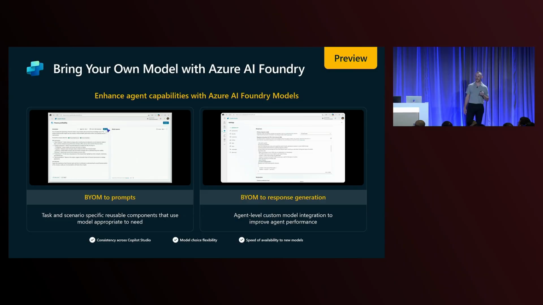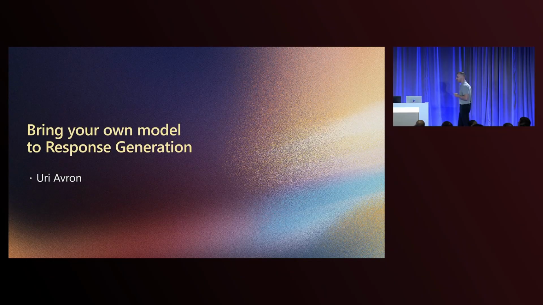So today, we are excited to tell you about two complementing approaches to bring your own model into Copilot Studio, which allow consistency across Copilot Studio, model choice flexibility, and speed of availability to new models. One is bring your own model to prompts, task and scenario-specific reusable components. The other is bring your own model to response generation, agent-level custom model integration to improve overall agent performance. So let's start with response generation.